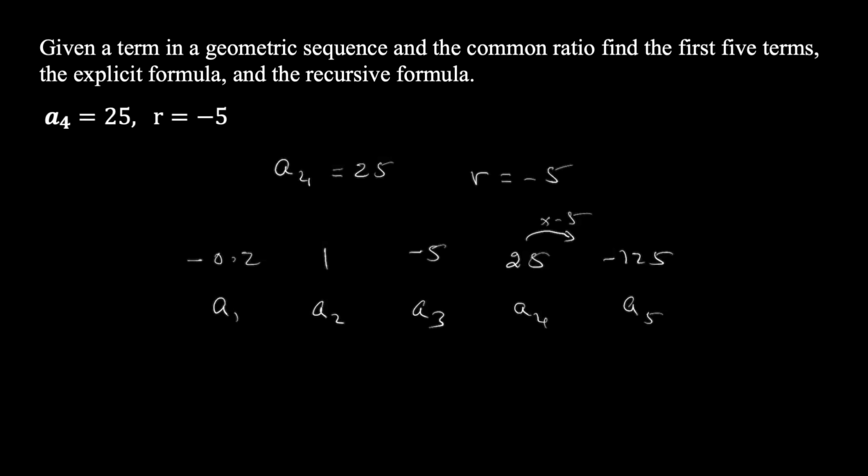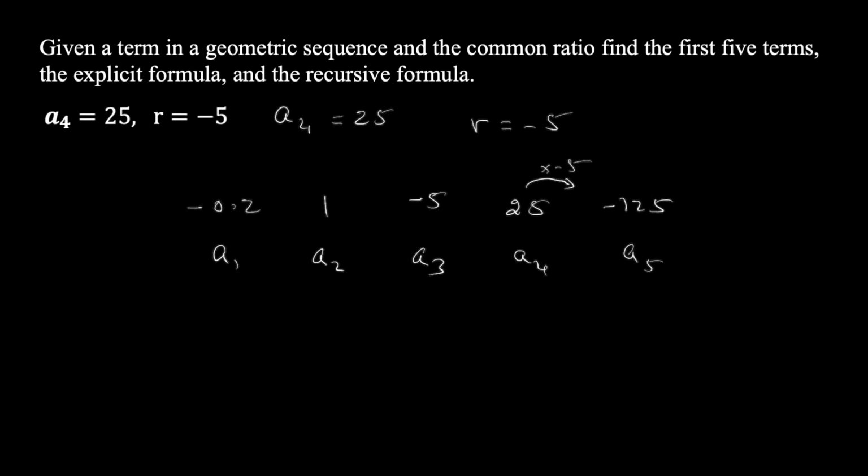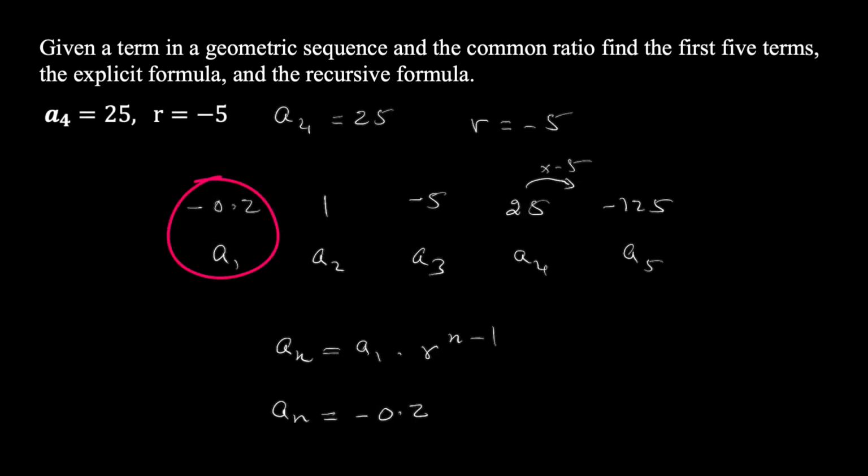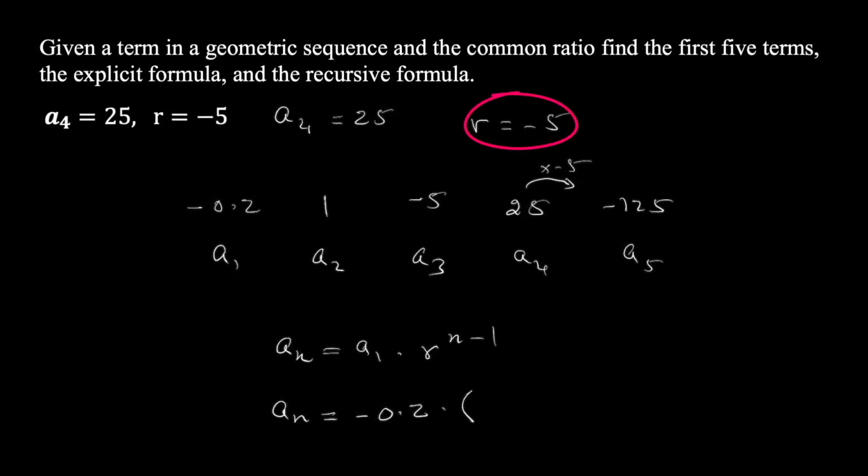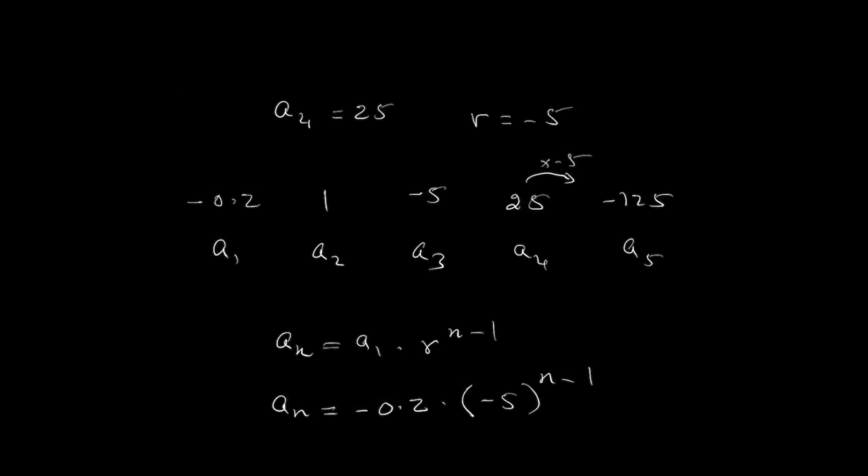Now they're asking you to find the explicit and the recursive formulas. To find the explicit formula, we can say aₙ is equal to a₁ times r to the power n minus 1. Replace a₁ and r, so you get aₙ is equal to -0.2 times, the common ratio is -5 as it's given up. We write (-5) to the power n minus 1. And that is done.